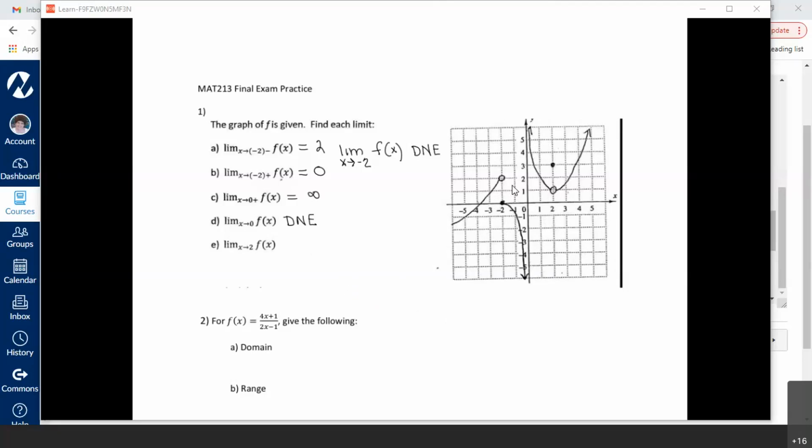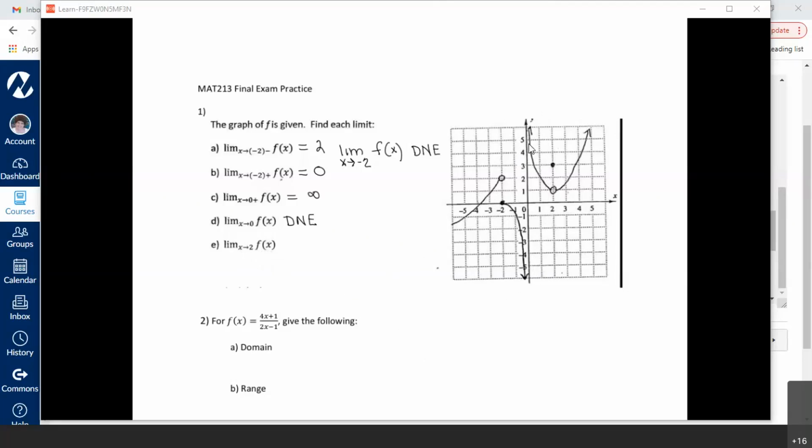Okay, but even if these both went in the same direction, we would still say the limit doesn't exist because I'm not approaching a value. I keep getting larger and larger or more and more negative. Right, the last one is the limit as x approaches 2.